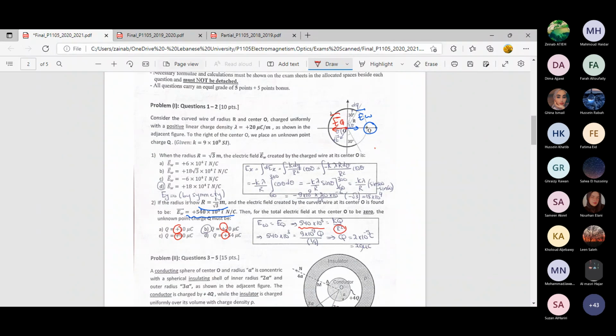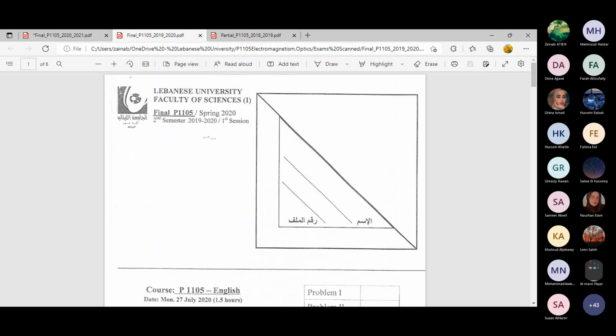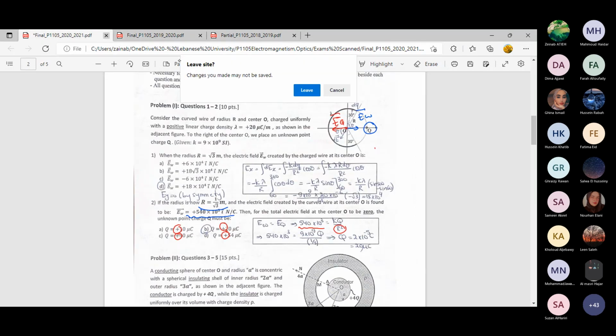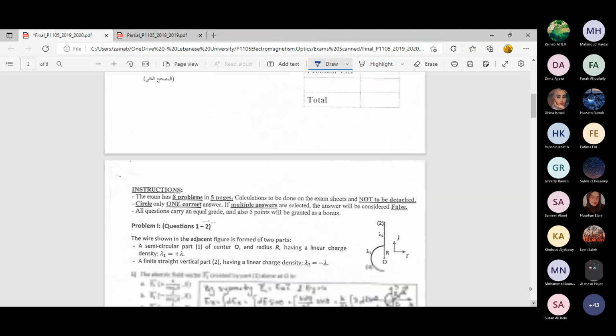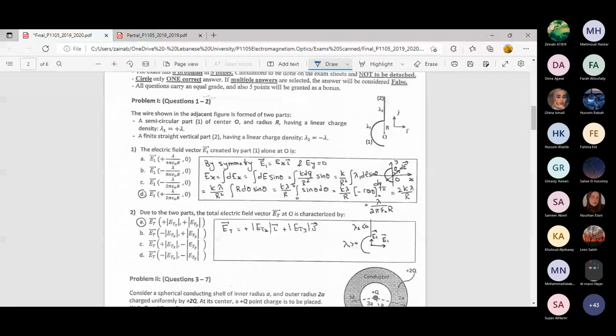Okay, so similarly, I will just pass over another problem from the first session, 2019-2020. As you can see here, this is the first problem. It also talks about the electric field. He asks me to find the electric field due to this distribution. First, he wants me to start with electric field E1 created by only part 1, so by this part, which is the arc.